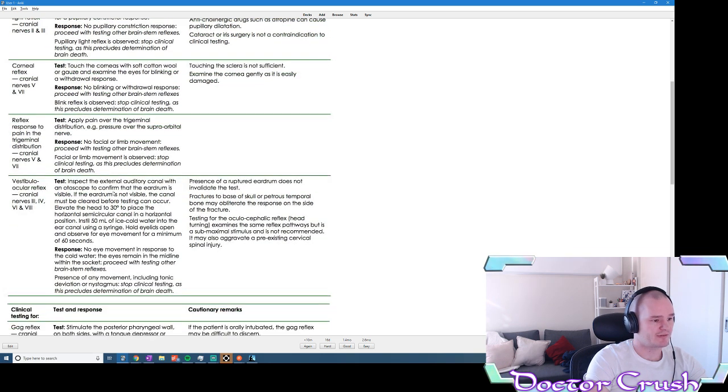Vestibulo-ocular reflex. This is a weird test. I've never actually seen this one. I haven't seen many brain death testings. So what you do is put cold water in the ear. You need to be able to see the eardrum and you flush cold water into it. And you look for nystagmus, so the eyes flicking.